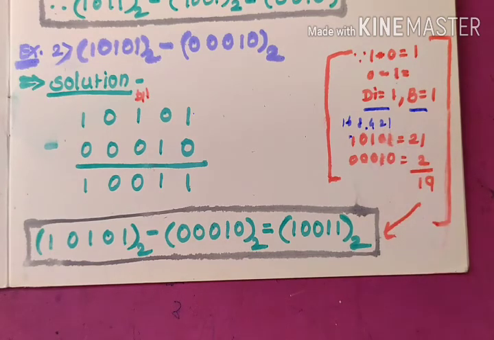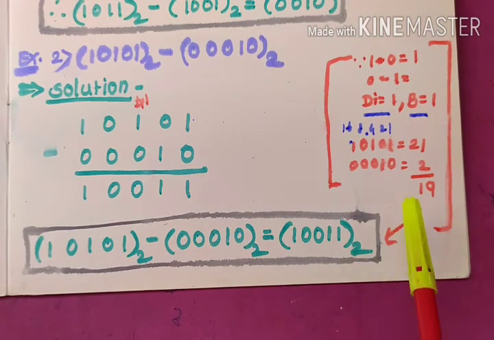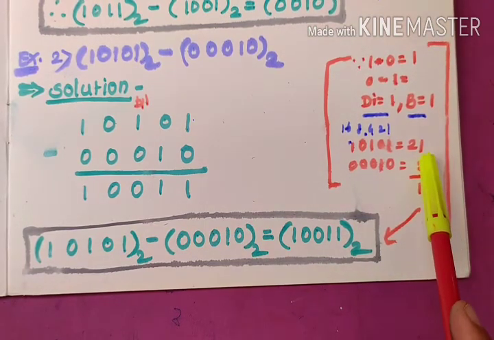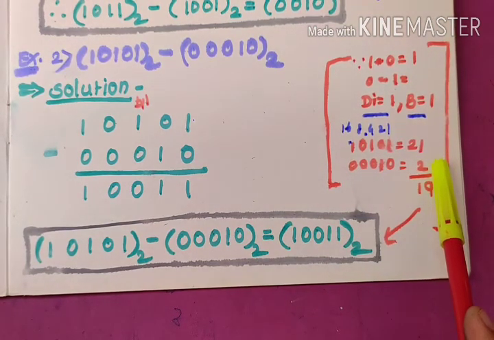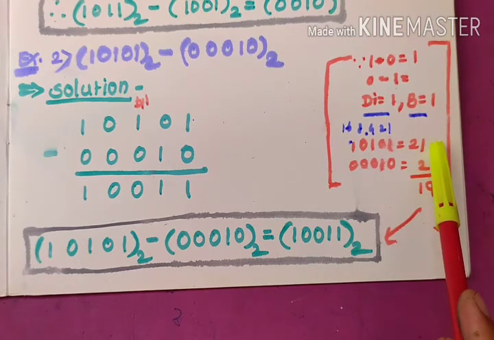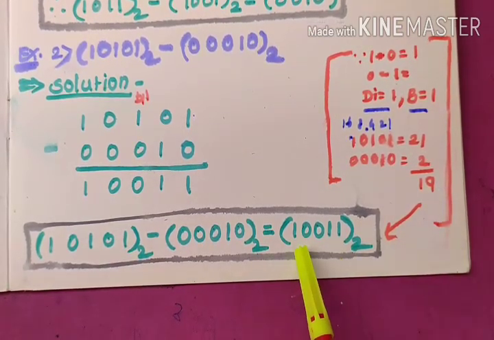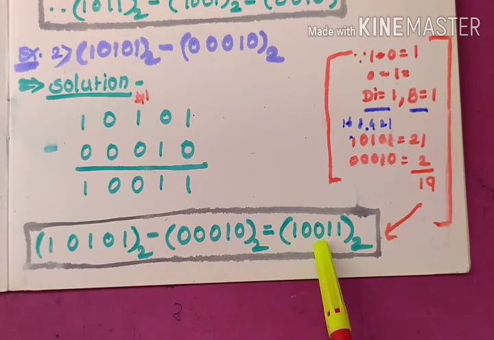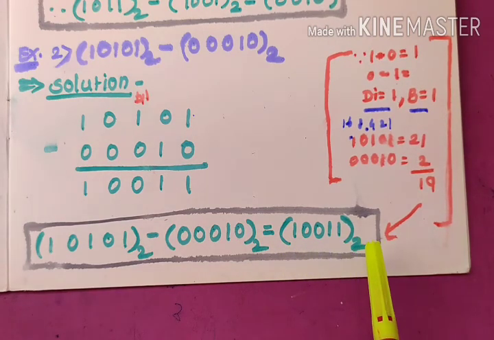Now this 21 decimal and this 2 decimal, by subtracting this 2 from 21 we'll get 19, and this 19 is equivalent to binary 10011. Okay, so students, the final answer will be 10101 binary minus 00010 binary equals 10011 binary. Is that clear?